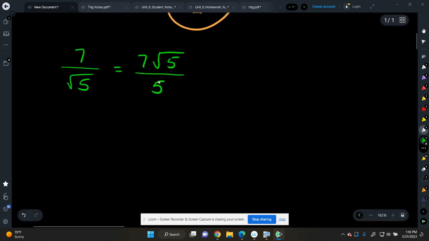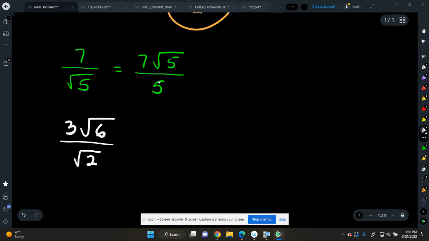What if we had 3 root 6 over root 2? Move and remove. So we've got 3 root 6 up there. And when I move, I'm going to move the root 2 up top. On the bottom, we remove the radical, so this just becomes 2.